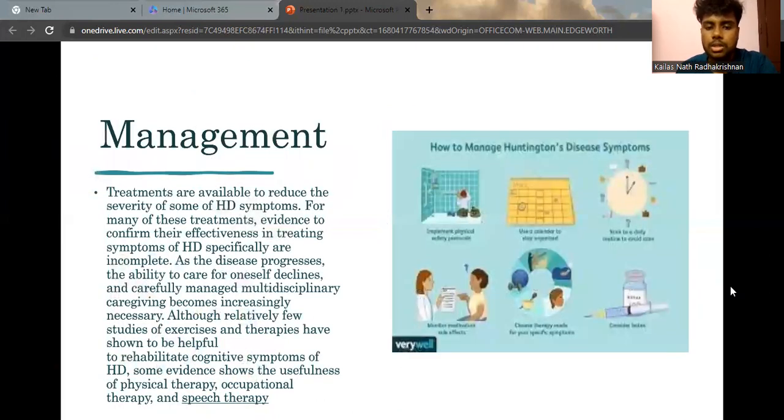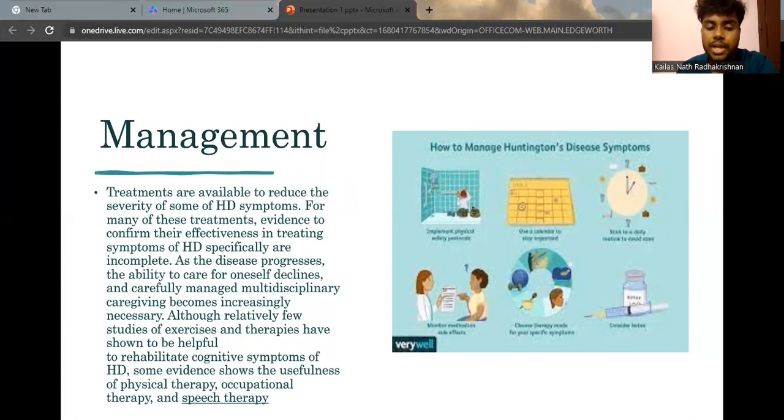Now let's look at the management of Huntington's disease. Treatments are available to reduce the severity of some of the Huntington disease symptoms. For many of these treatments, evidence to confirm their effectiveness in treating symptoms of Huntington disease specifically is incomplete. As the disease progresses, the ability to care for oneself declines, and carefully managed multidisciplinary caregiving becomes increasingly necessary.